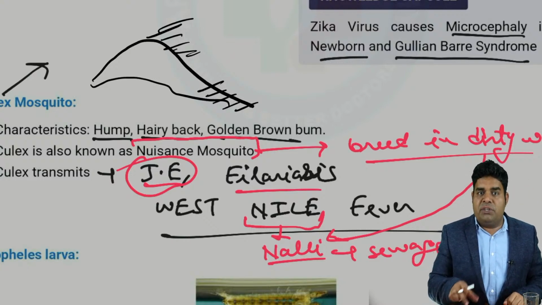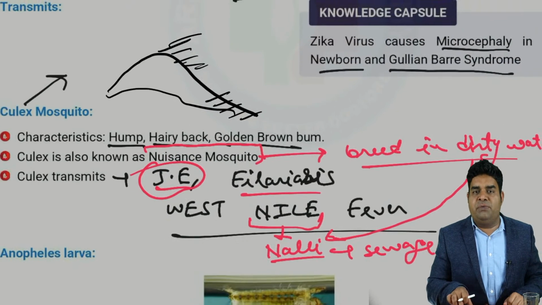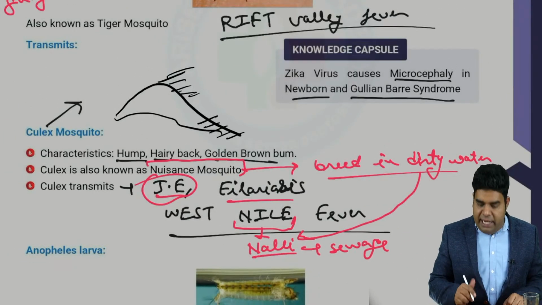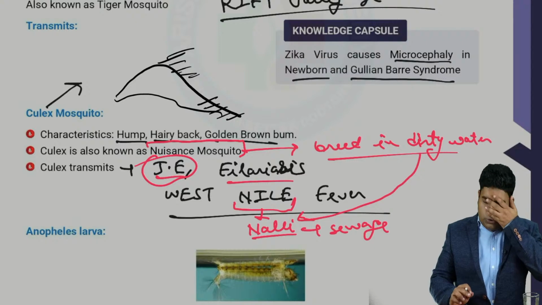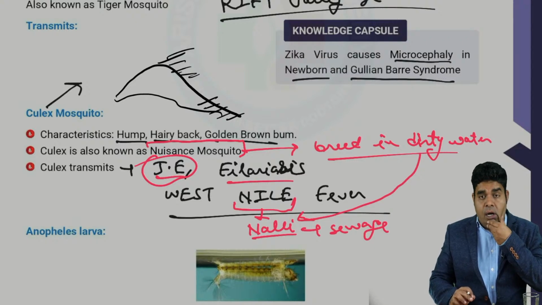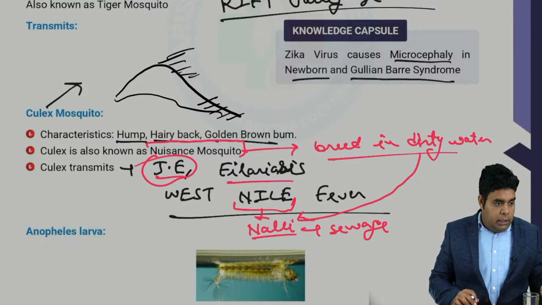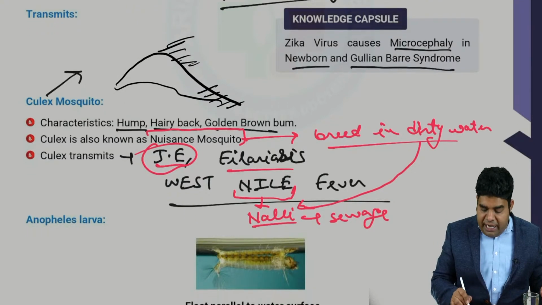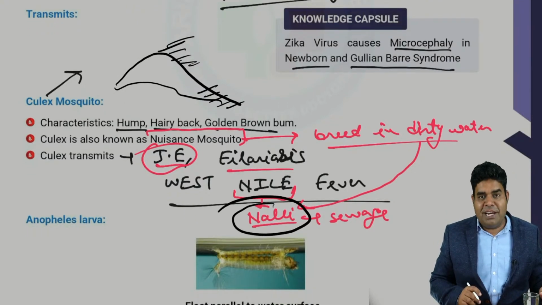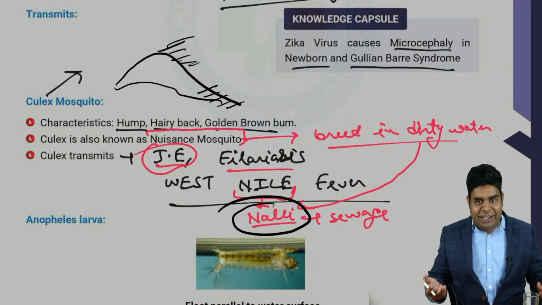It is Culex which transmits 3 diseases: J. filariasis, West Nile fever. J. filariasis we can easily remember. We get confused in West Nile and Rift Valley. So to remember it better, one of the students gave me this trick that, sir, we can remember West Nile as West Nali. Nali means sewage water.